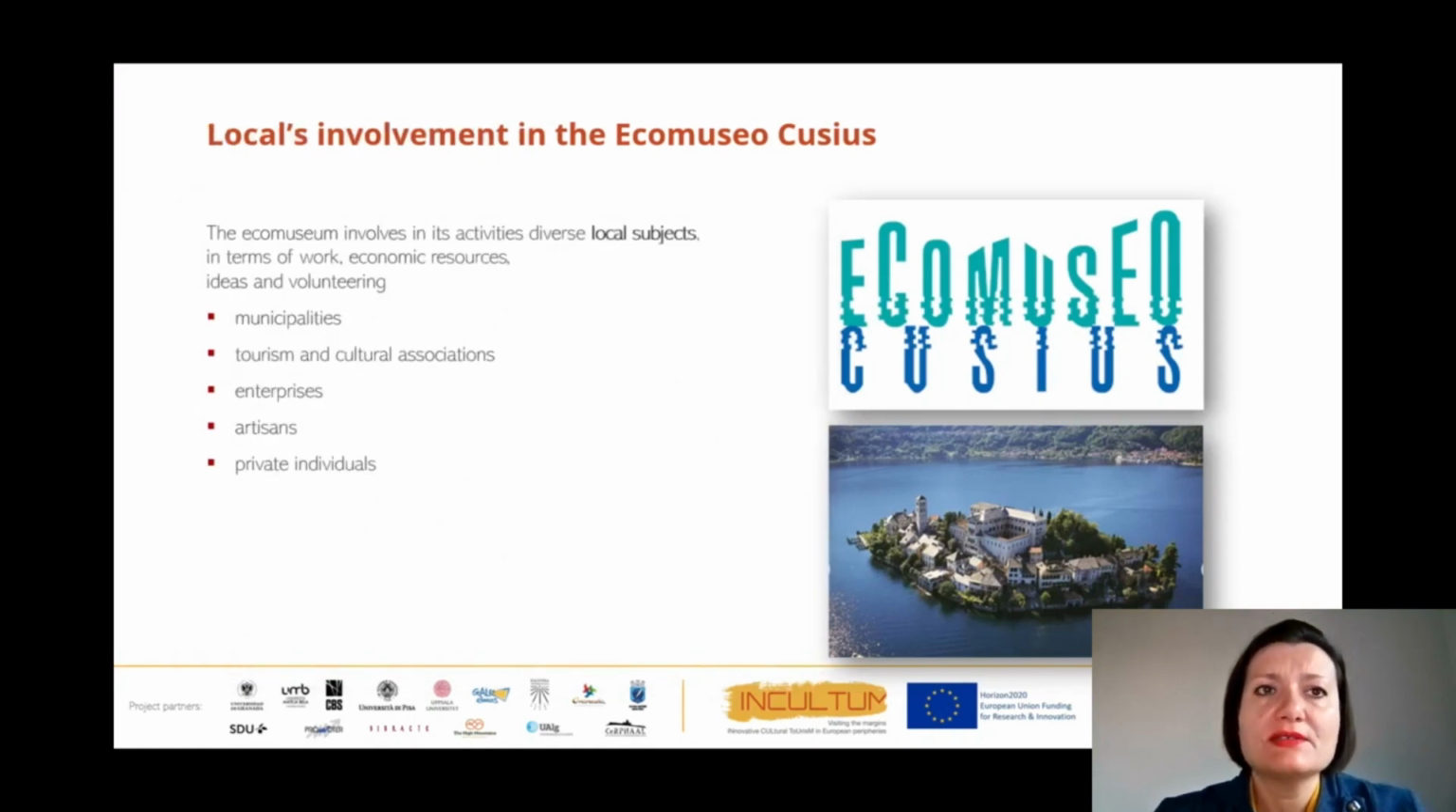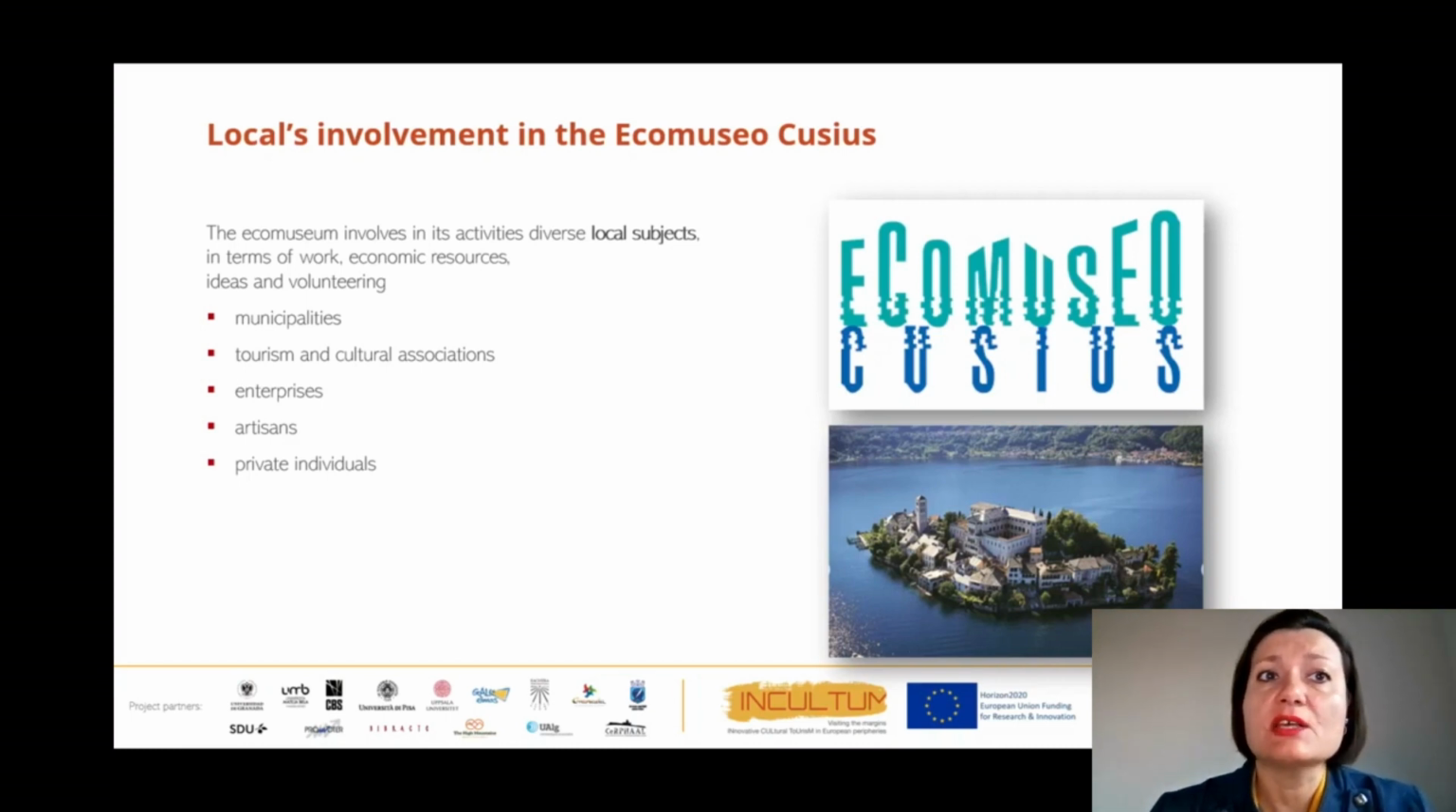Established 26 years ago, it consists of a dense network of itineraries and places to visit that are organized around three themes: material culture, art, and nature. The Ecomuseum Cusius represents, with its multiple cultural proposals, an effective model of cultural offer linked to the enhancement and protection of local environmental, cultural, and historical ethnographic resources.